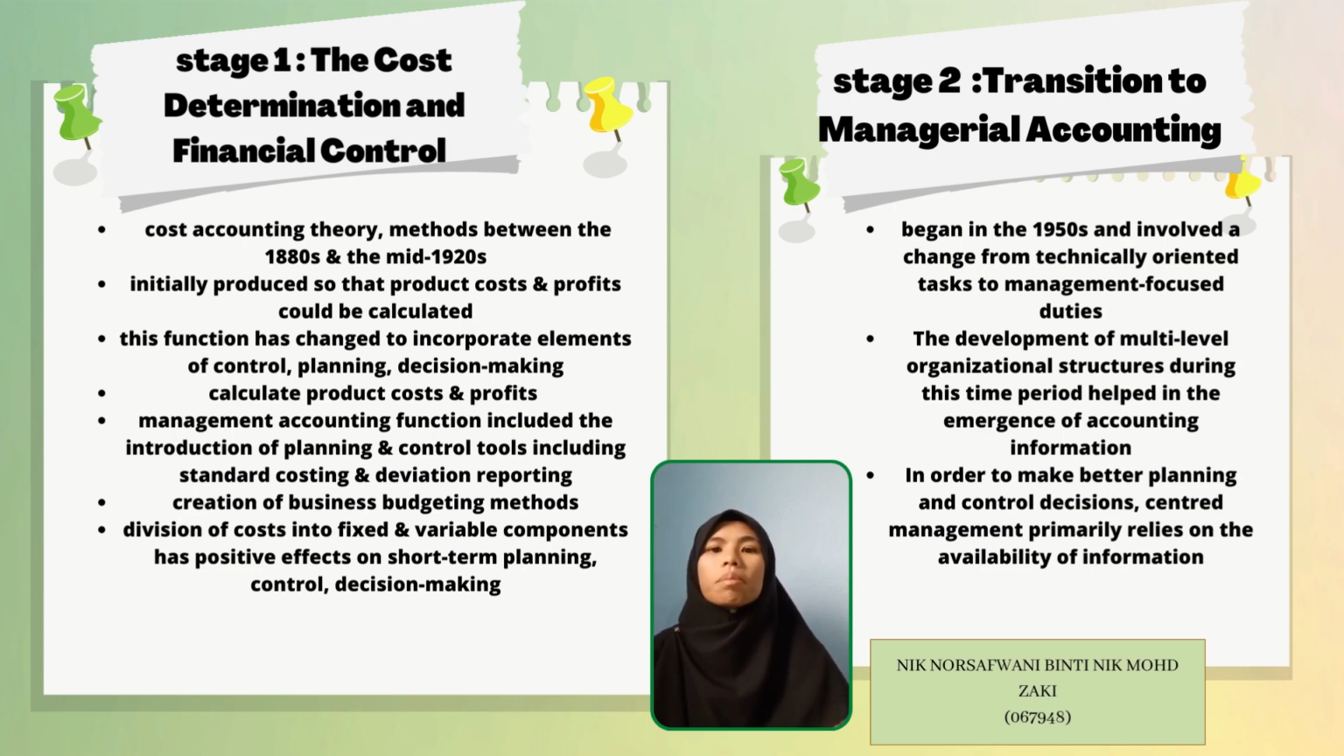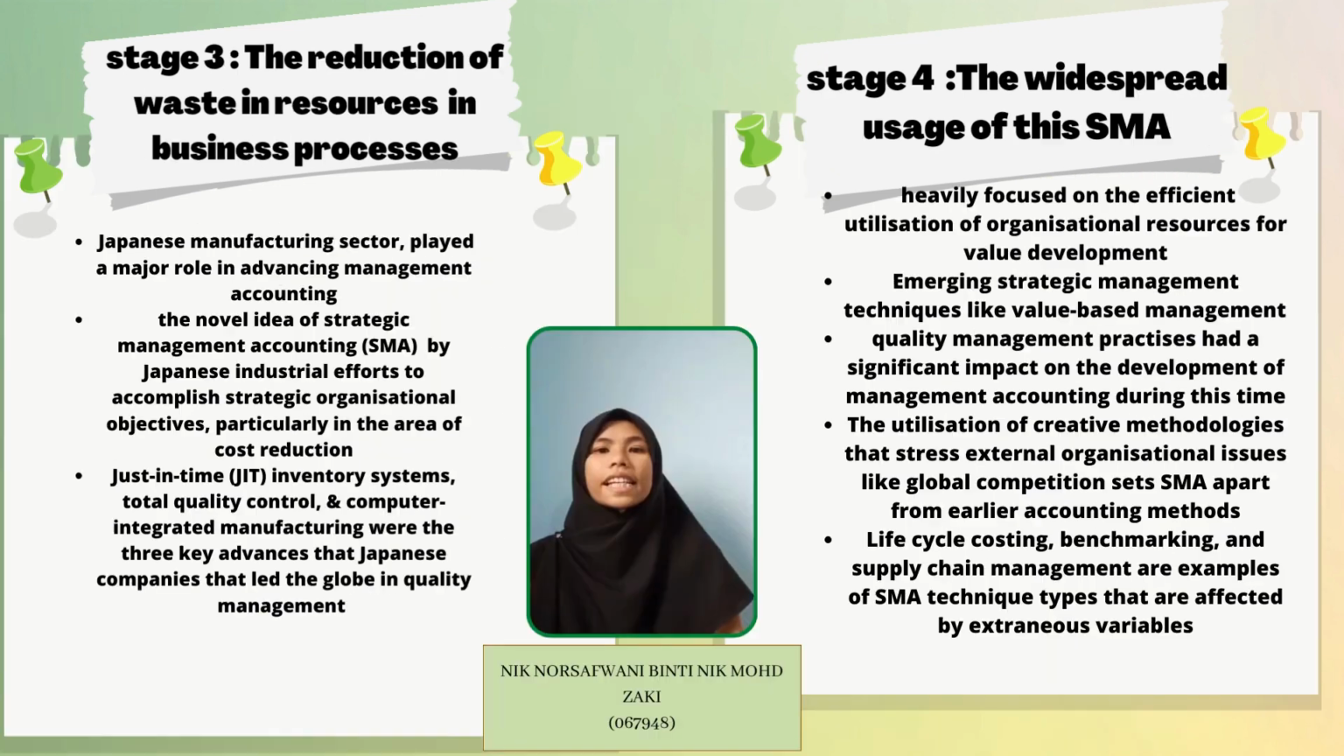The development of a multi-tiered organizational structure during this time period aided in the advance of accounting information. The development of a multifaceted organizational structure was a factor in the advent of accounting information. In order to make better planning and control decisions, central management primarily relies on it. Stage 3 is the reduction of waste in resources used in business processes through the use of process analysis and cost management technology.